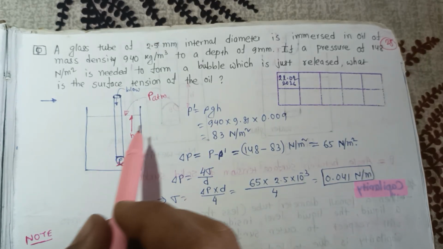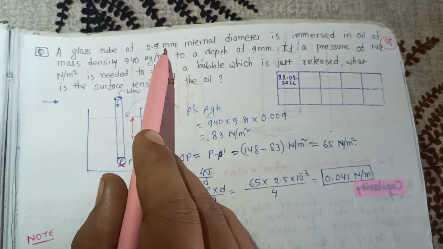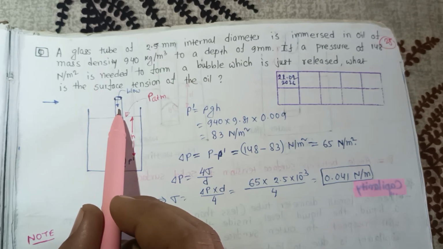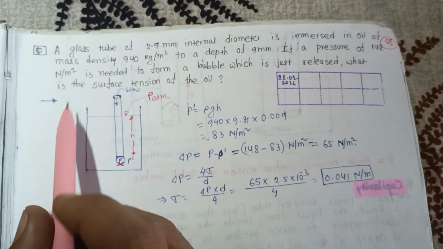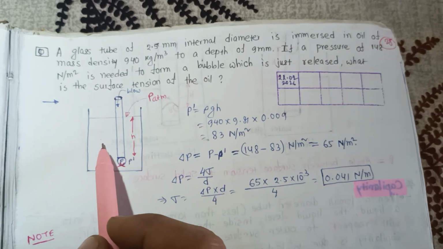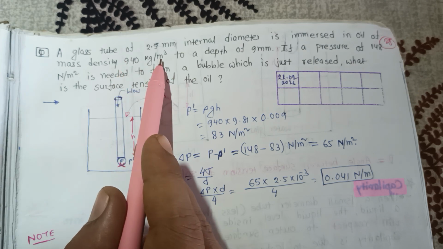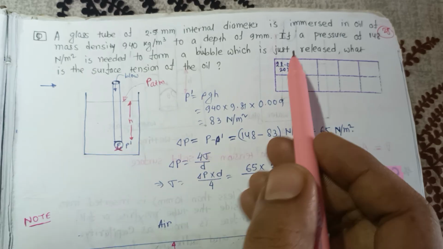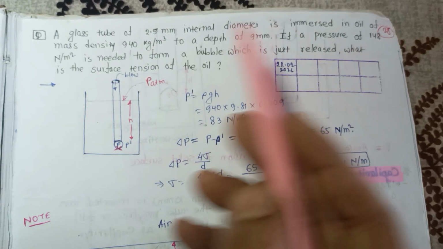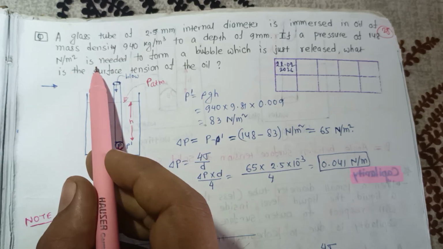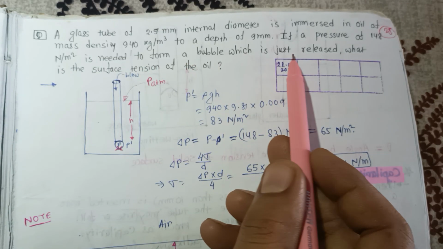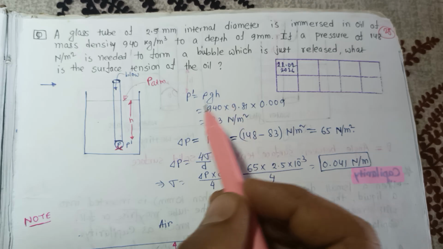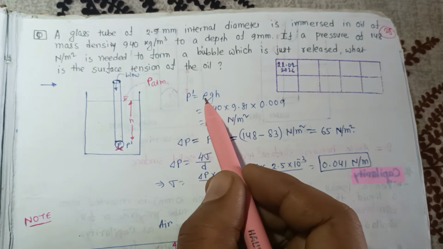So a glass tube of 2.5 mm internal diameter. Here this is the glass tube, and the internal diameter of this glass tube is 2.5 mm, immersed in oil of mass density. So outside there is oil of density 940 kg per meter cube, to a depth of 9 mm, as given here. If a pressure of 148 Newton per meter square is needed to form a bubble which is just released, what is the surface tension of the oil? So P dash, if you want to calculate the P dash, that is equal to rho into g into h.